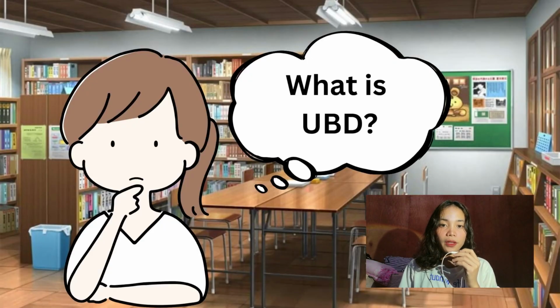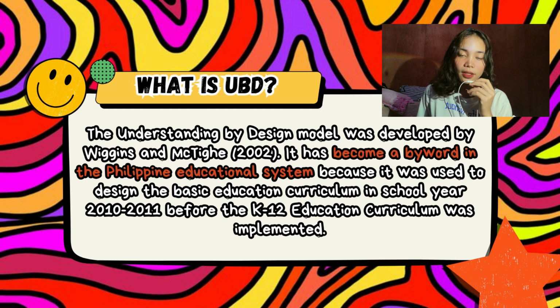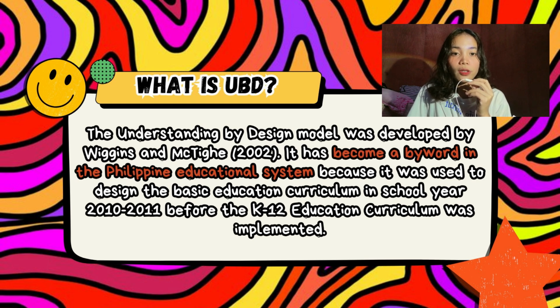So what is UbD, or Understanding by Design model? It was developed by Wiggins and McTighe in 2002, and it has become a byword in the Philippine educational system because it was used to design the basic education curriculum in school year 2010 to 2011 before the K-12 curriculum was implemented. This emphasizes authentic assessment and ensures alignment with government standards, making it a learner-centered and efficient framework. Like Glatthorn's model, this model also values the teacher's role in curriculum planning.